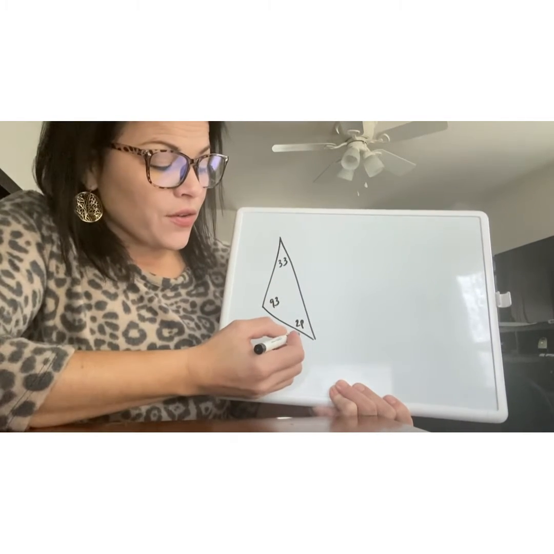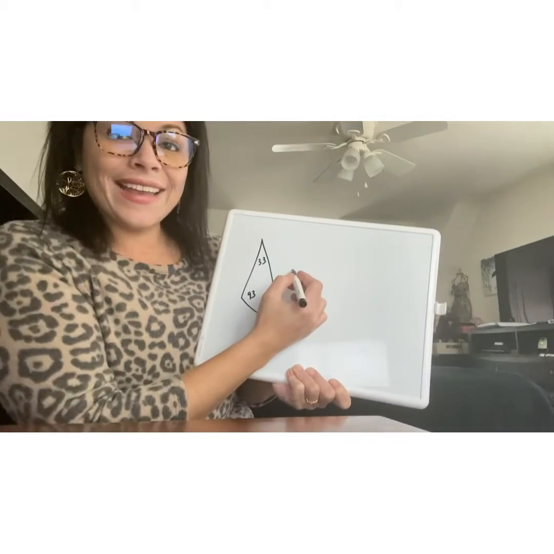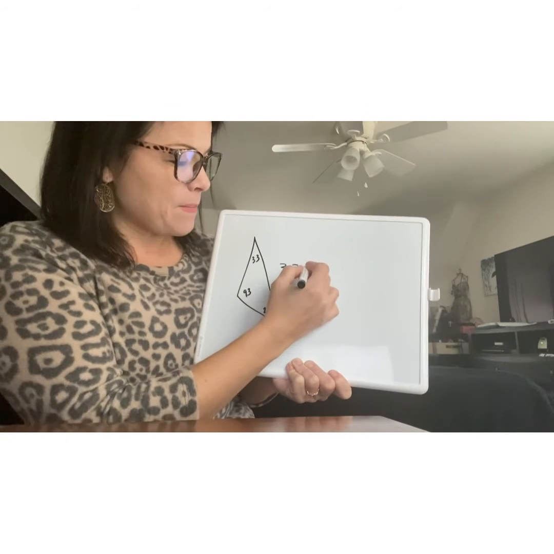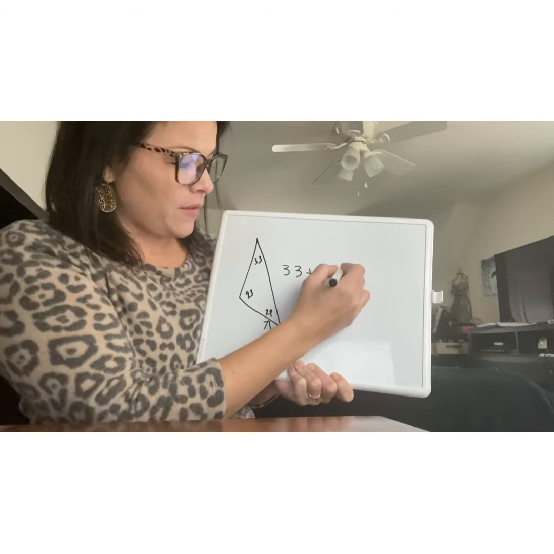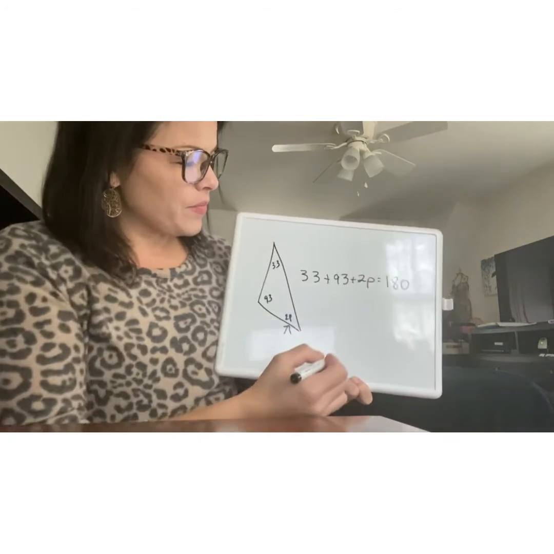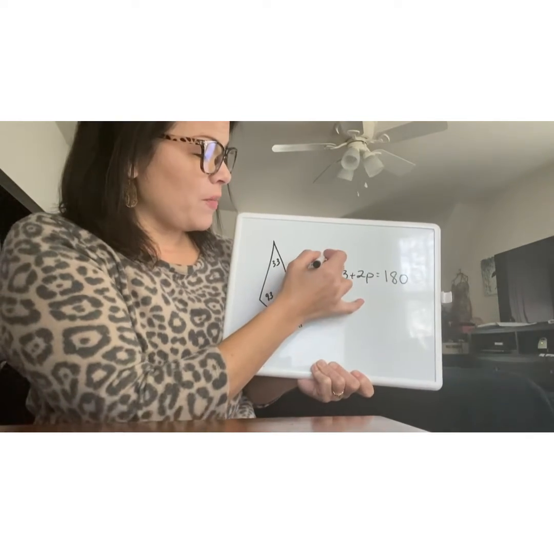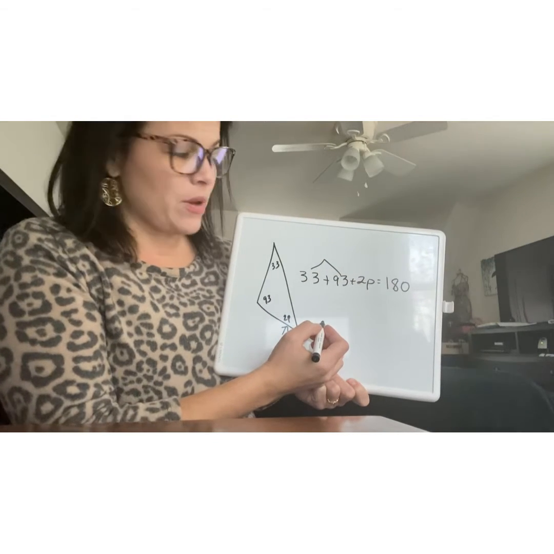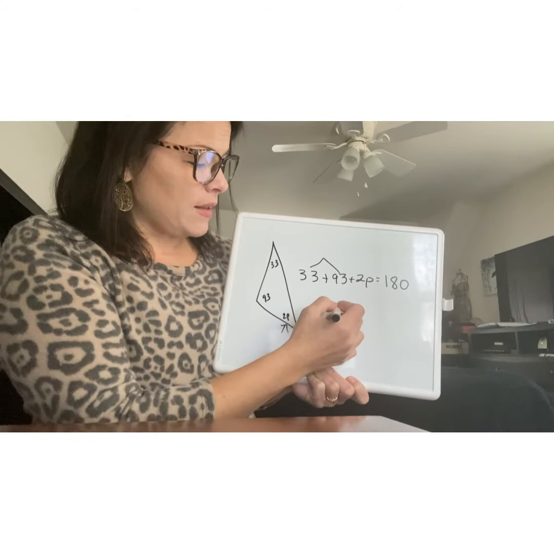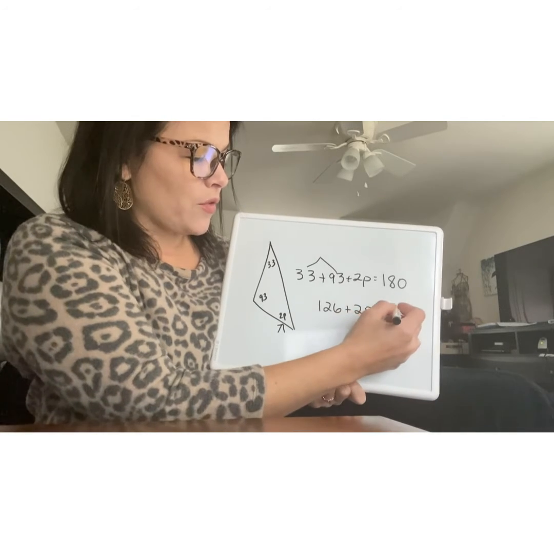So if we're trying to figure out what P is inside that 2P there, we're going to want to add these three things together and make them equal to 180 degrees. So 33 plus 93 plus 2P equals 180 degrees. So the first thing I do is combine my like terms. I'm going to combine my terms that do not have a P first. So 33 plus 93, and that would be 126. And then I'm going to add it back to my 2P equals 180.